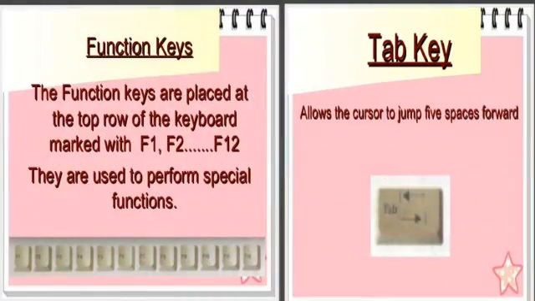Function keys. The function keys are placed at the top row of the keyboard, marked with F1, F2, F3, F4 and so on. They are used to perform special functions. Now, tab key allows the cursor to jump 5 spaces forward.